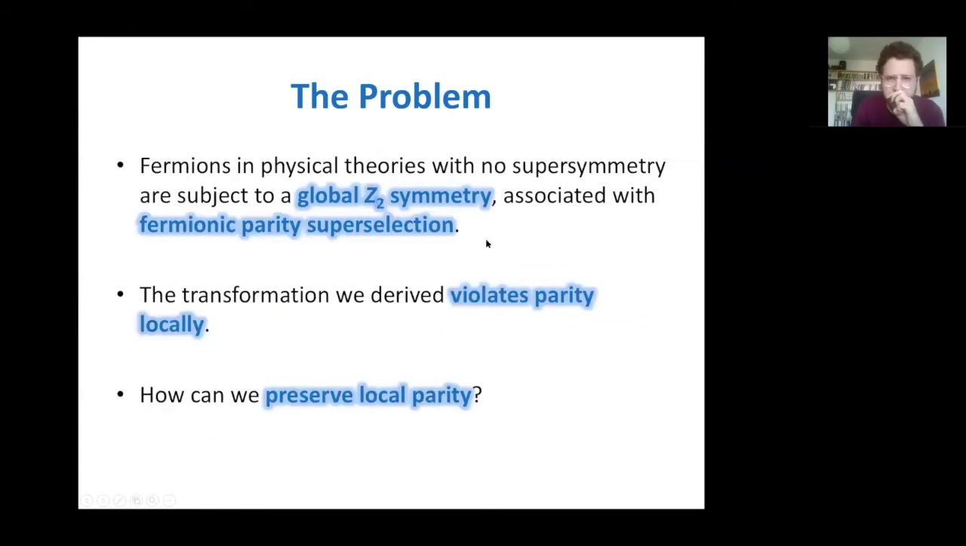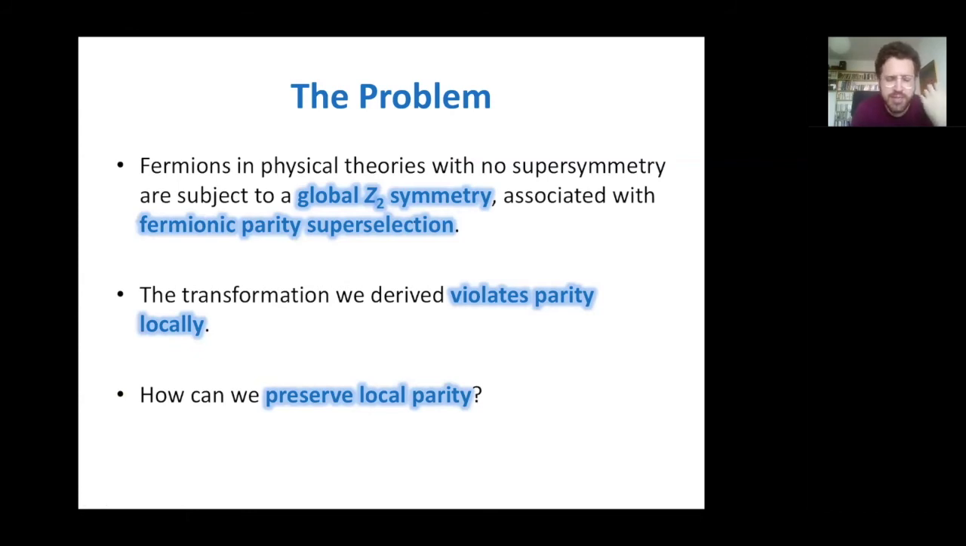How can we fix it? Let's try to analyze this situation. Fermions in physical theories, if we exclude supersymmetry, are always subject to a global Z2 symmetry, which is associated with what we call fermionic parity superselection.